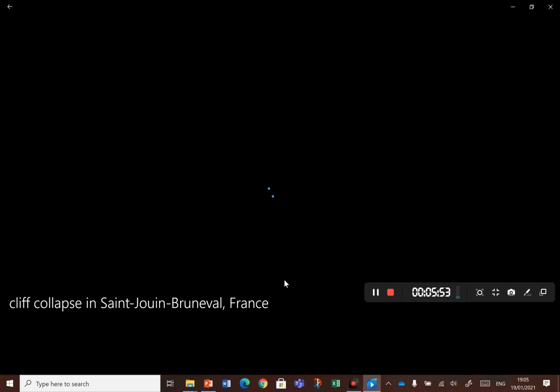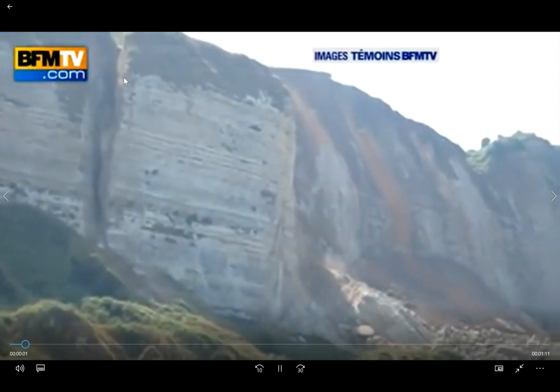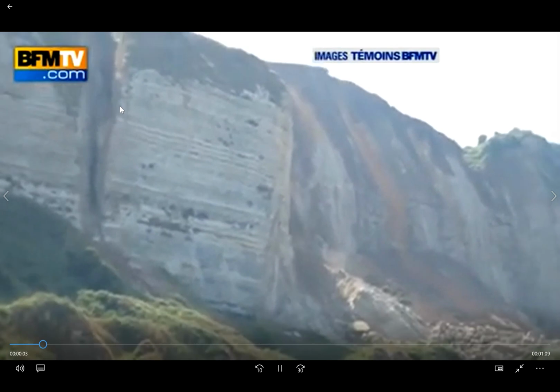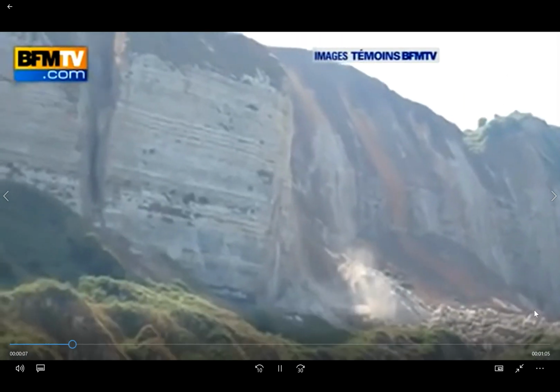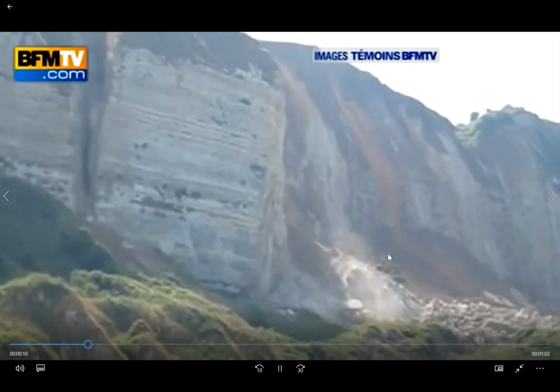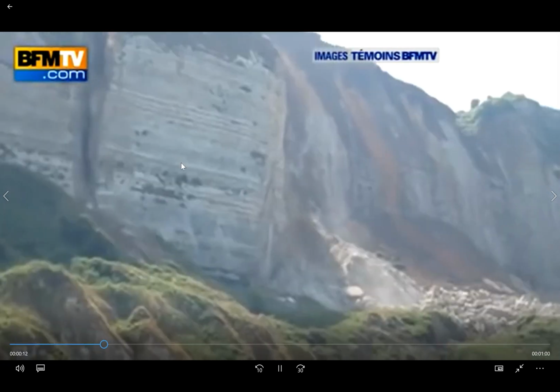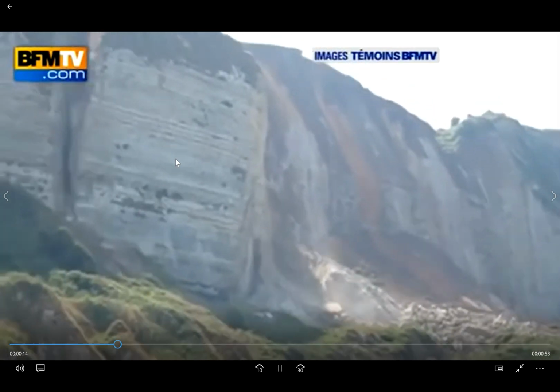Alright, so this cliff here was from France. Let's have a look what's happening here. You can see some just coming off the hills. You can see some cliff collapses that happened earlier in the week. So, when we see this entire section of cliff.